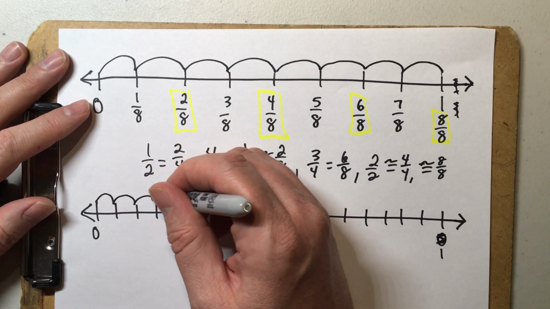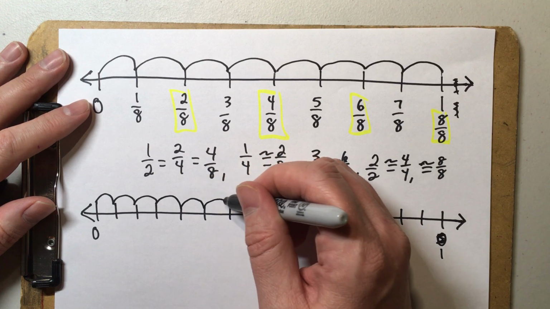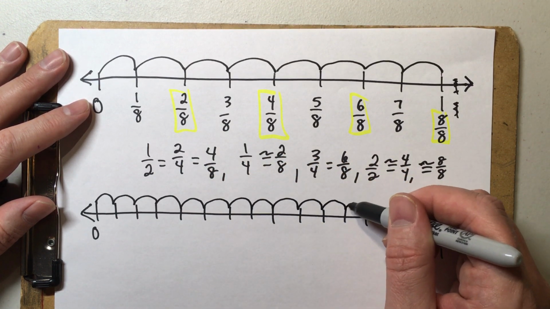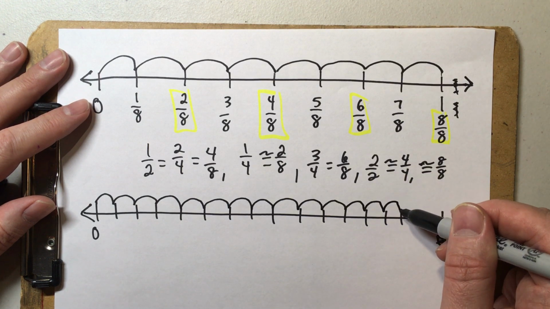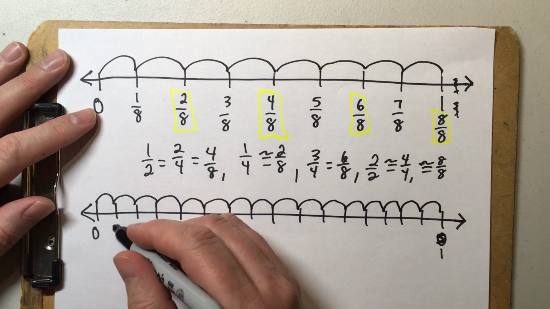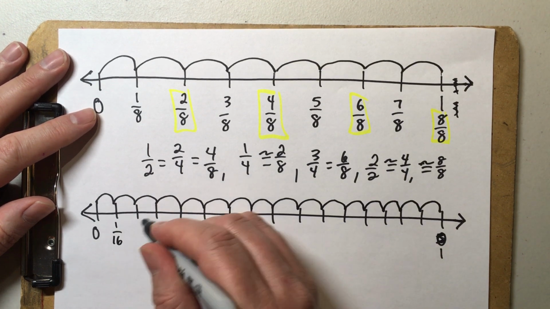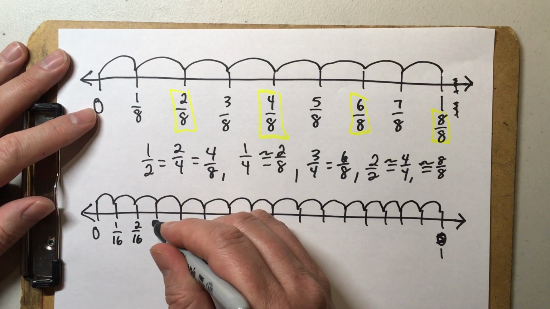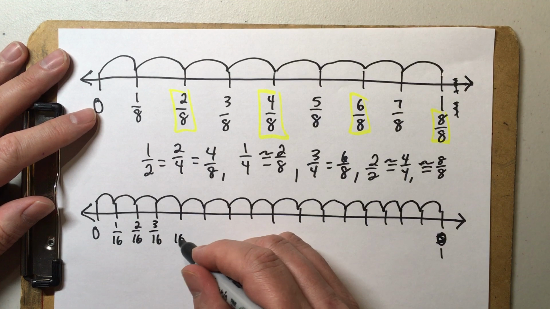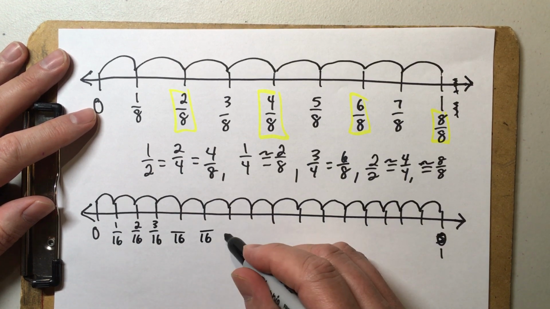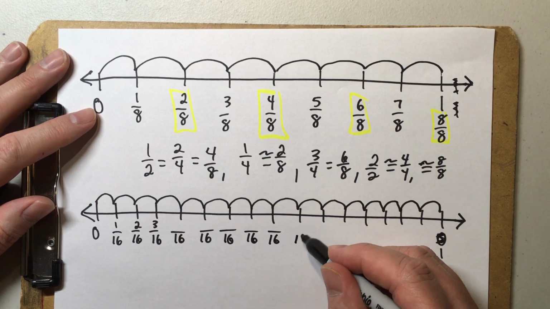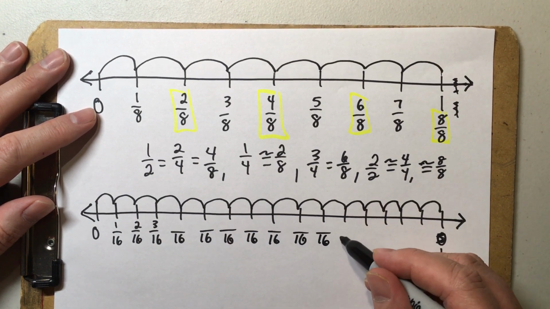1, 2, 3, 4, 5, 6, 7, 8, 9, 10, 11, 12, 13, 14, 15, 16. Okay. So this is 1 out of 16 parts, 2 out of 16 parts, 3 out of 16 parts. Another thing that you can do, okay, there's 16 total parts. Have them label the denominator. Either way is fine, as long as they're thinking, okay?